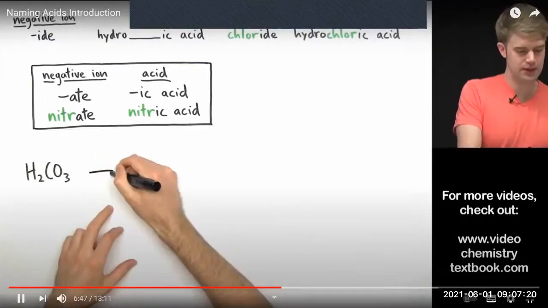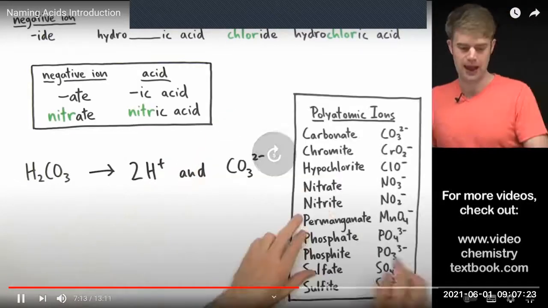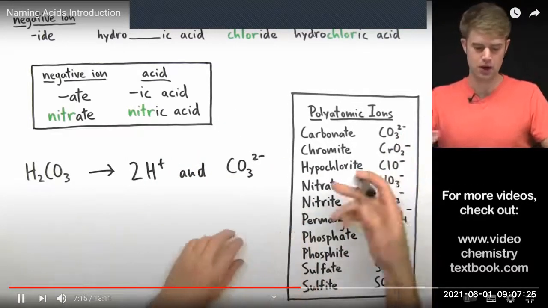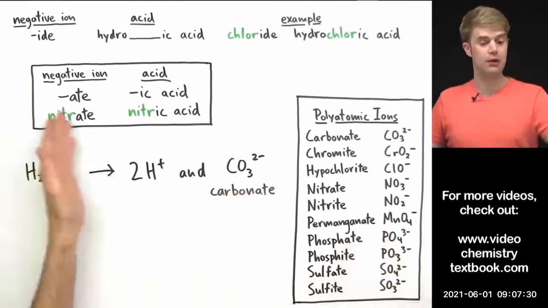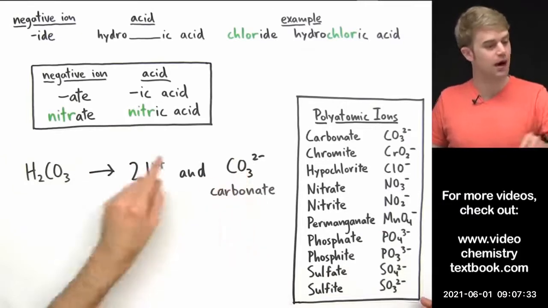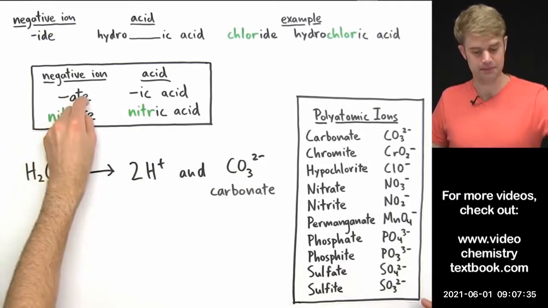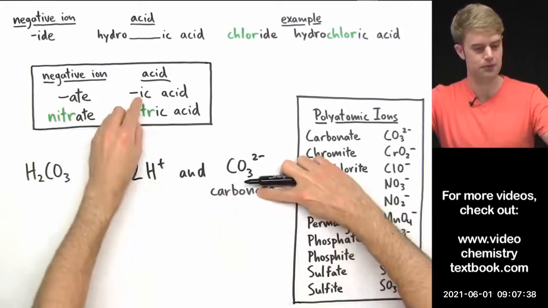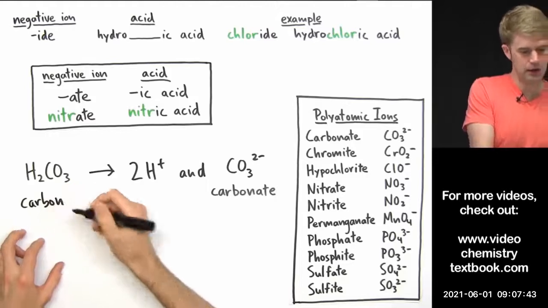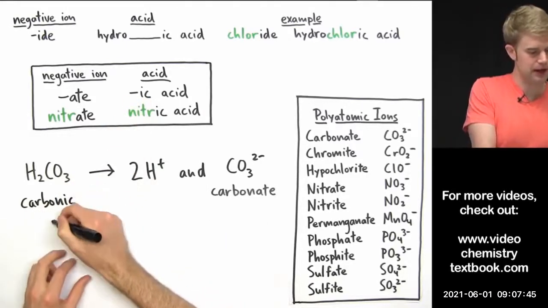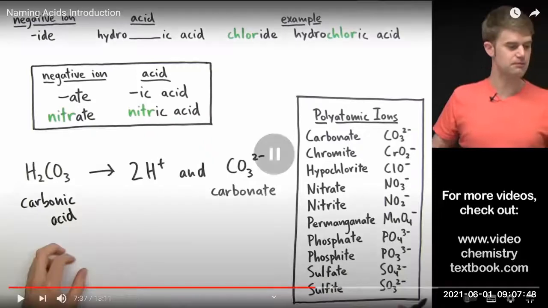CO3 2 minus. We're going to break this down, okay? And CO3 2 minus is carbonate. I got that right here, so I don't have to write it in. Carbonate. So now using these rules, the name of the ion ends in -ate. So I'm going to take off that -ate. I'm going to replace it with -ic. So I'm going to call this carbon, and then -ic, carbonic acid. You see, not too complex in the end. Just replace the suffix by the suffix -ic.